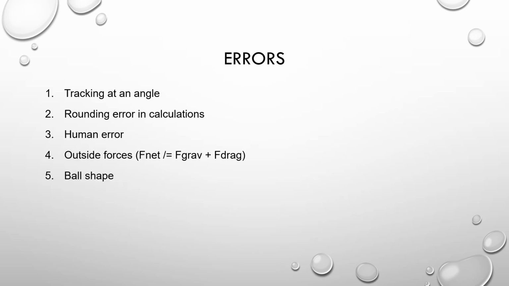Now we can talk about some errors. One, we could have been tracking at an angle, which would have distorted the position it traveled within a frame. Two, we could have had rounding errors in calculations. Three, human error. Or four, and probably most importantly, alongside five, is that our F net might not have just been F grav plus F drag, but we could have had additional external forces from, I don't know, someone coughing or the air conditioning more probably. And five is our ball shape, because it was a paper ball, might not have been perfectly symmetrical and round.